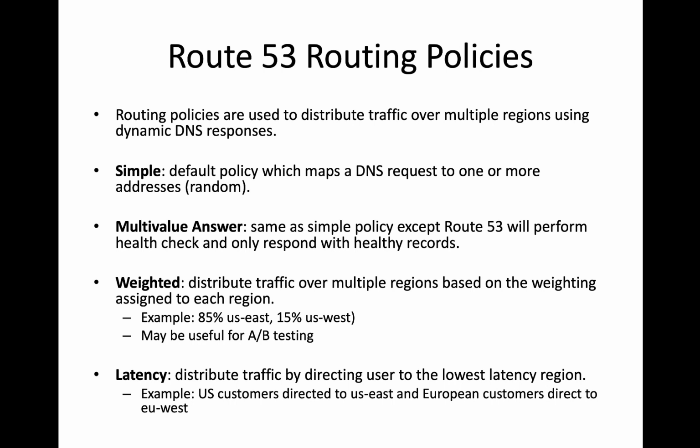The weighted routing policy allows you to use Route53 to distribute traffic over multiple regions based upon some sort of weighting that you associate with each region. For example, you might have your application platform running in US East 1 and in US West 1. But maybe you want 85% of your customer traffic to go to the US East 1 region, and 15% of your traffic to go to US West 1. Well, you can do that using a weighted routing policy.